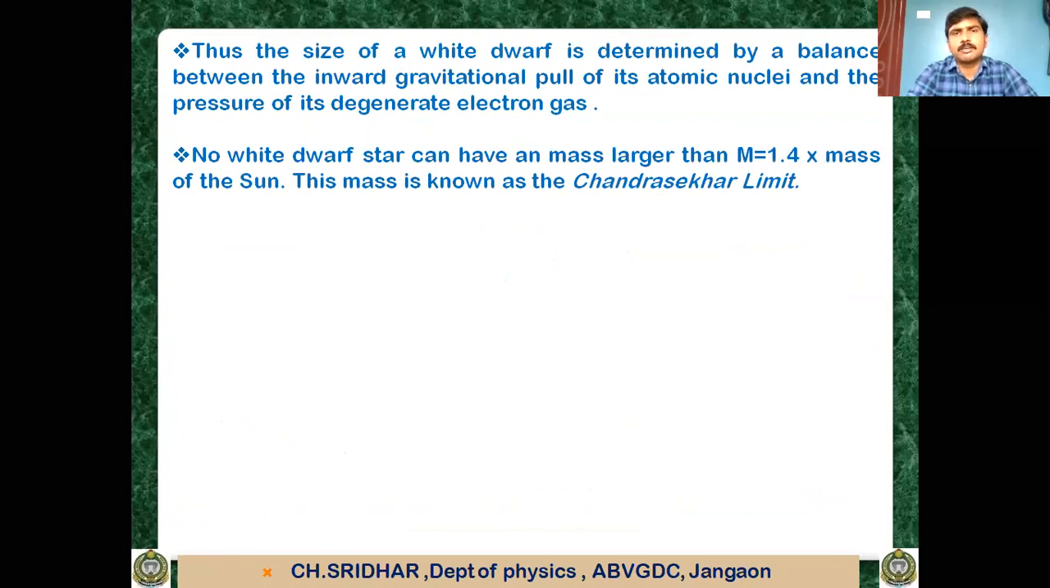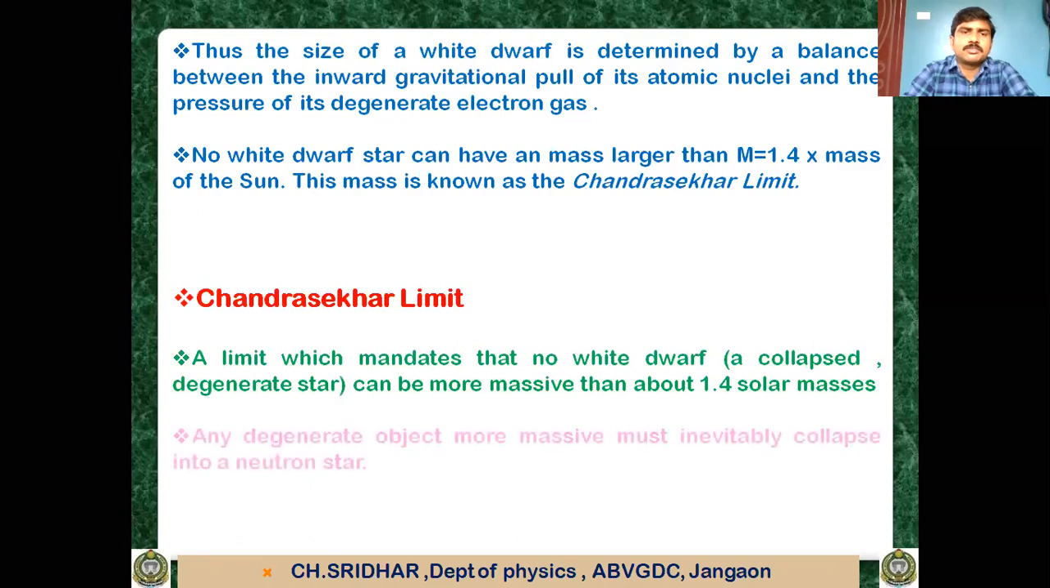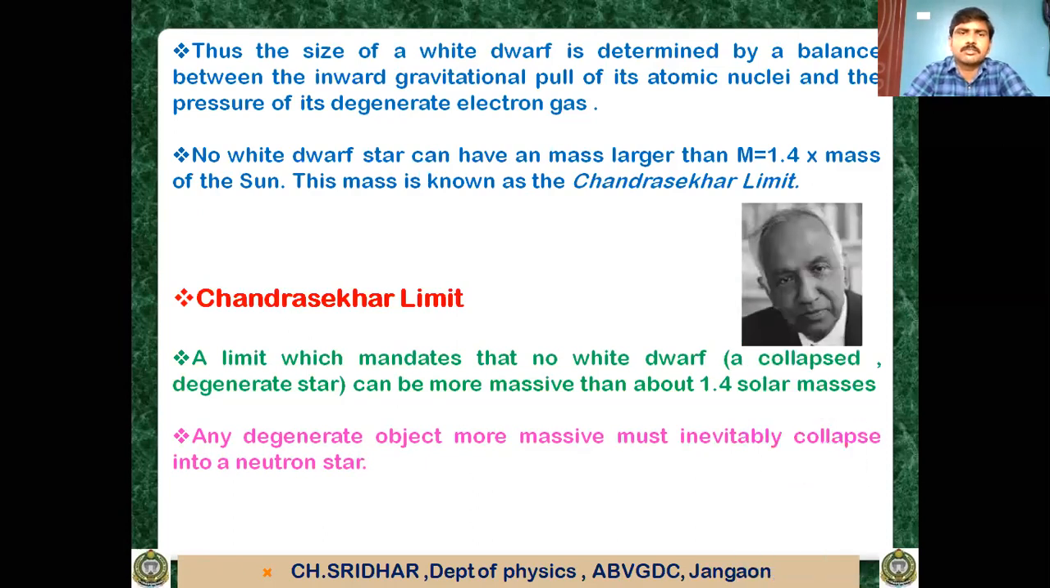And no white dwarf star can have a mass larger than M = 1.4 times the mass of the sun, and this mass is known as the Chandrasekhar limit. So Chandrasekhar has given a limit for a star to become a white dwarf. If the mass of the star is larger than 1.4 times that of the sun, it cannot become a white dwarf. So that limit is called the Chandrasekhar limit, which mandates that no white dwarf can be more massive than 1.4 solar masses. Any degenerate object more massive must inevitably collapse into a neutron star. So this is the Chandrasekhar limit.